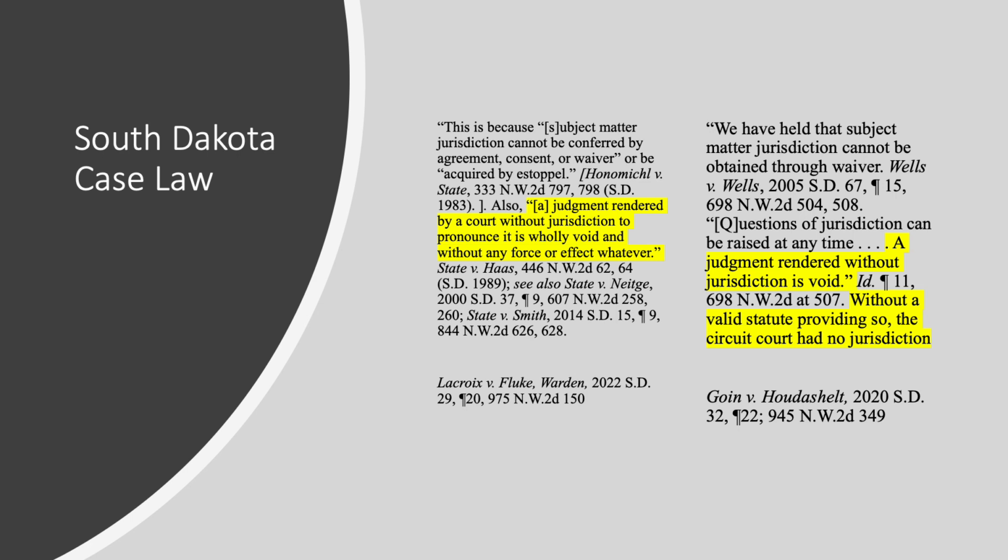Now let's look at a civil case, Goyne versus Hodeschelt in 2020. The same Supreme Court said that subject matter jurisdiction cannot be obtained through waiver, meaning both parties cannot agree to set aside this requirement of the South Dakota legislature. The same Supreme Court also said that a question of jurisdiction can be raised at any time. A judgment rendered without jurisdiction is void and without any force or effect whatsoever, and without a valid statute providing so, a circuit court has no jurisdiction.